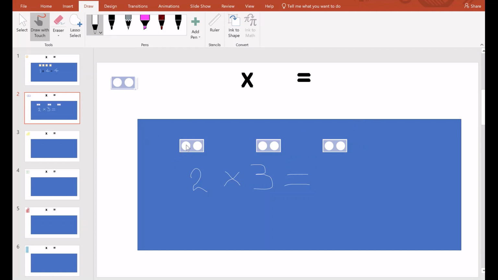So let's have a look. 2, 4, 6. Let's check by counting in 1s. 1, 2, 3, 4, 5, 6. Well done if you got that one correct. Okay, so you're going to have a go at writing some number sentences now. So I'm just going to share my screen with you to show you what the number sentences are.